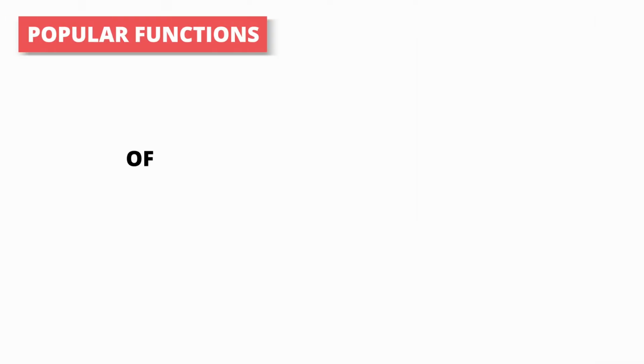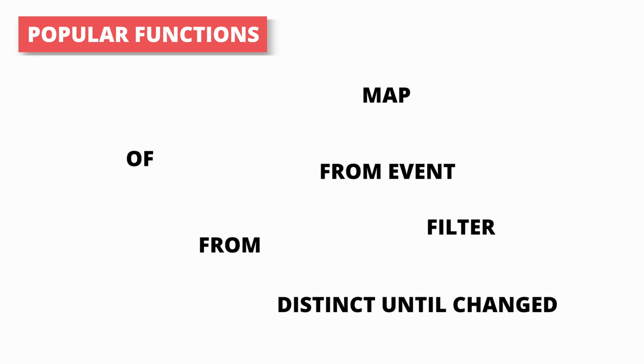When most people write RxJS code, they typically just use methods like of, fromEvent, map, filter, distinctUntilChanged, combineLatest, and forkJoin. And this is amazing because even with this small amount of methods, you can write a lot of great code. But here are 10 other functions that you may find useful in different cases.